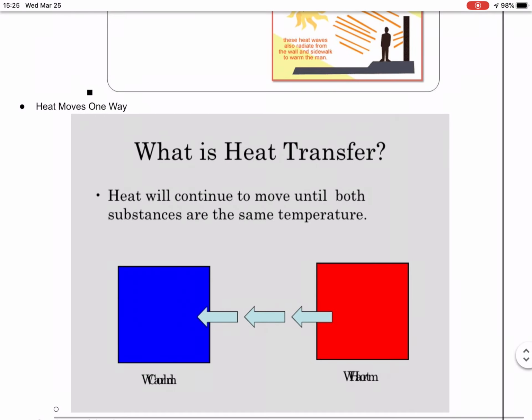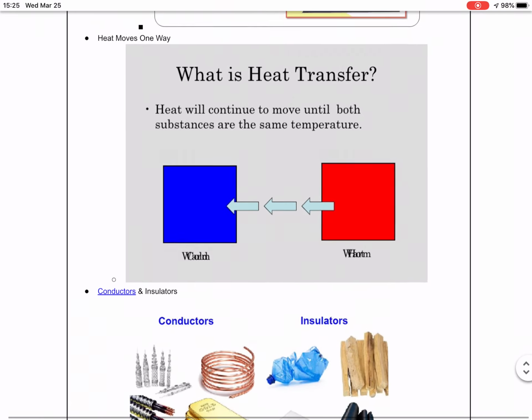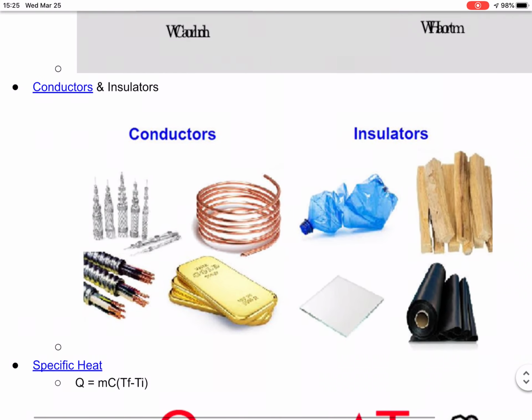Now, to reiterate, heat transfer is always from hot to cold. Always hot to cold. Now, there are some things called conductors and insulators. A conductor is something that works really well at conducting heat, and an insulator doesn't.